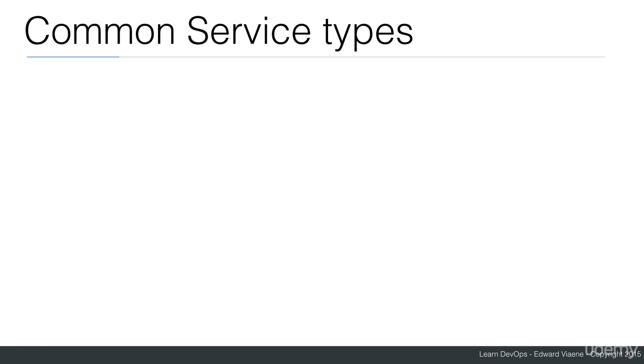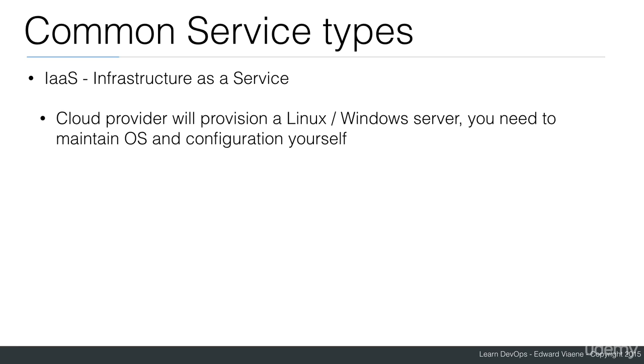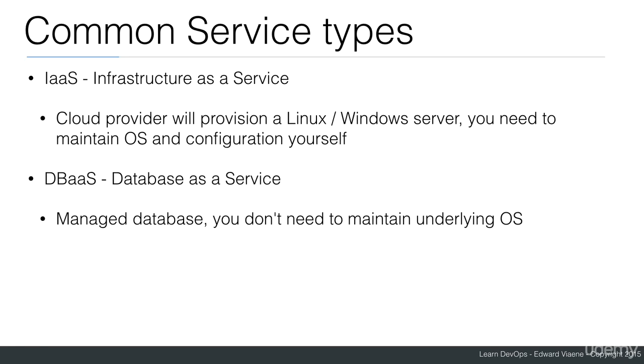There are different types of services you can use in the cloud. The most common one is infrastructure as a service, where you will just provision a Linux or a Windows server and you will need to maintain the operating system and configuration yourself. If you just want a database, you can go for database as a service, which is a managed database and you don't have to maintain the underlying operating system. It is done for you.